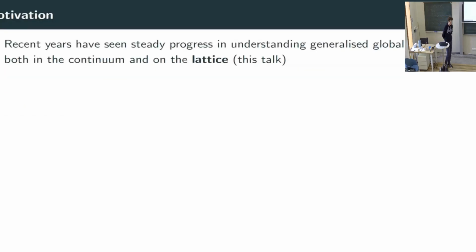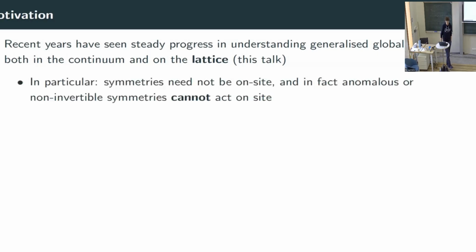So the motivation for what I'm talking about here is that in these past few years, there's been quite some progress in understanding what it means to have a symmetry both in continuum theories and in lattice models as well. So I'm going to be focusing on lattice models. Part of the lattice models that have interesting symmetries are precisely those lattice models that are described by some conformal field theory, but I'm not necessarily restricted to that setting per se.